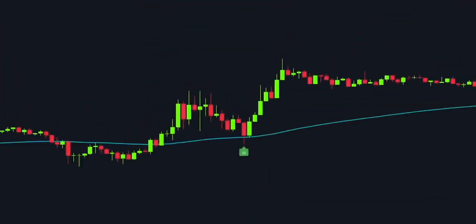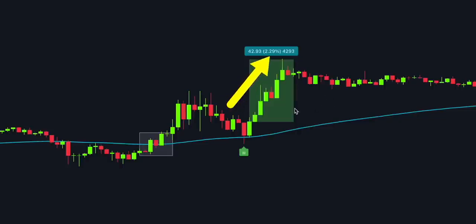Here's an example of a long setup. After a trend shift from bearish to bullish, the price retested the EMA for the first time. A buy alert was generated since all pullback rules were in place. The very next candlestick after the signal has completely engulfed the previous candle. Considering this, we can be confident of strong bullish pressure and trend continuation.